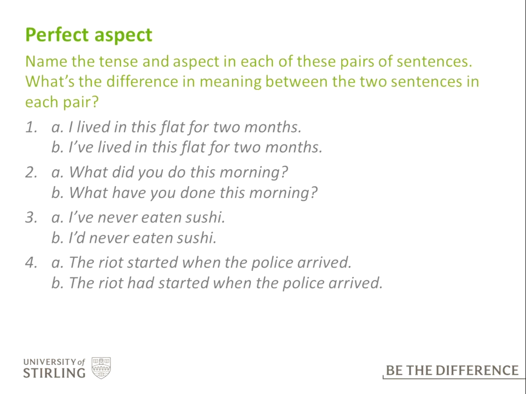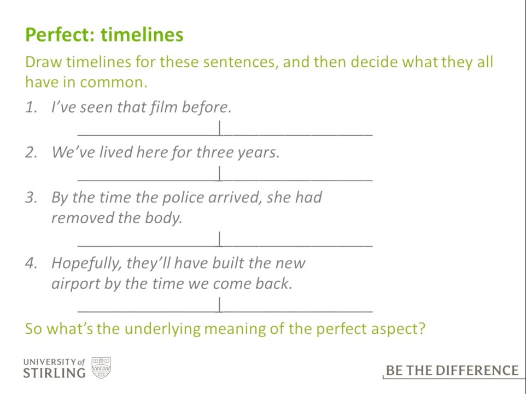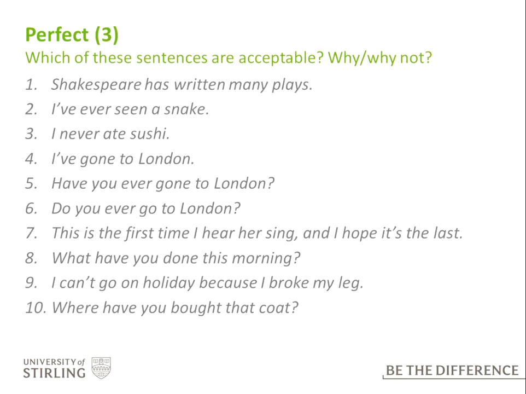The other aspect we have in English is the perfect aspect. So again, name the tense and aspect in each of these pairs of sentences, and what's the difference in meaning between the two sentences in each pair. Again, timelines. Draw timelines for these sentences and decide what they all have in common. What's the underlying meaning of the perfect aspect? More on the perfect. Which of these sentences are acceptable? Why or why not?